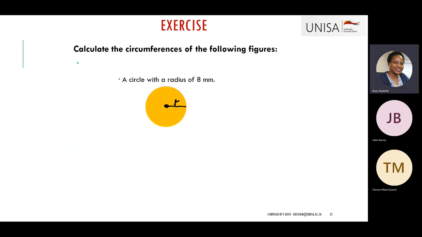Your question: calculate the circumference of this figure with the radius of 8 millimeters.